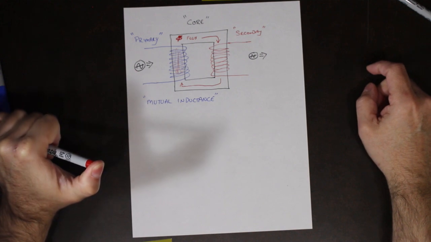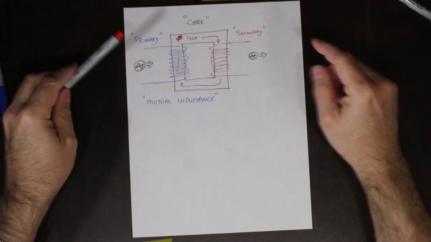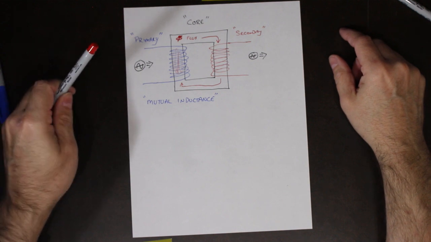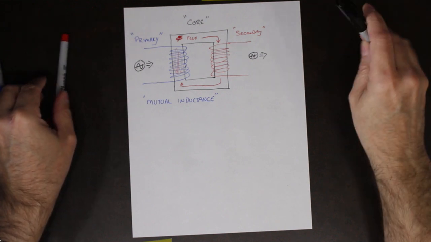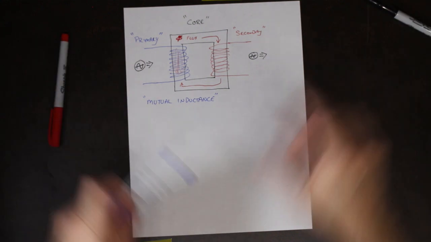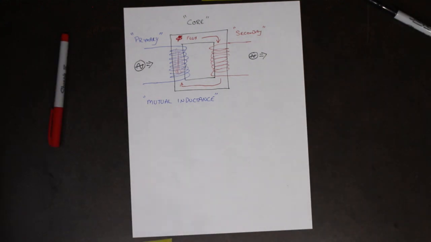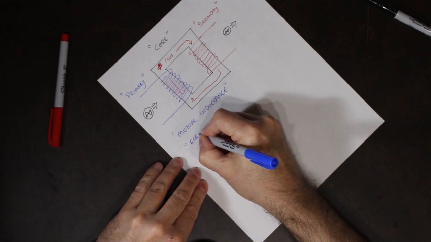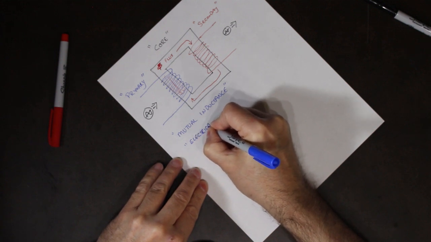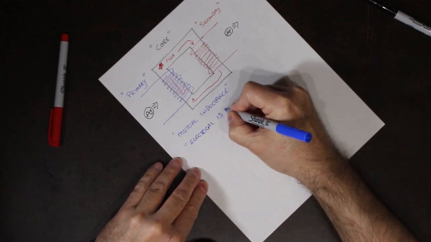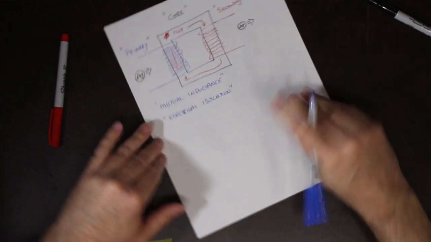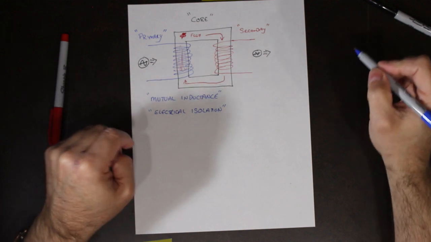So, what else does the transformer do for us? Well, one very important thing that a transformer gives us is known as electrical isolation. Electrical isolation, what does that mean?